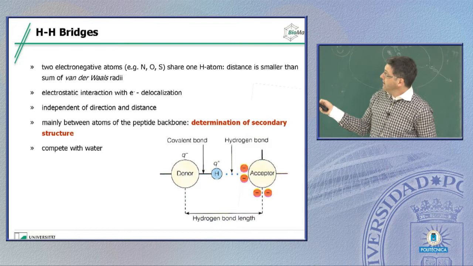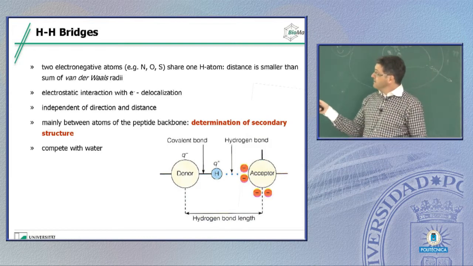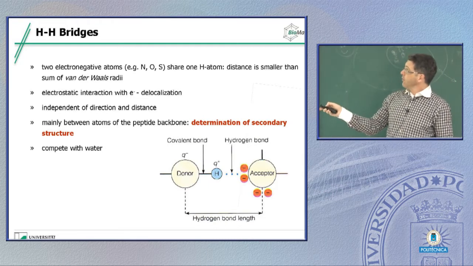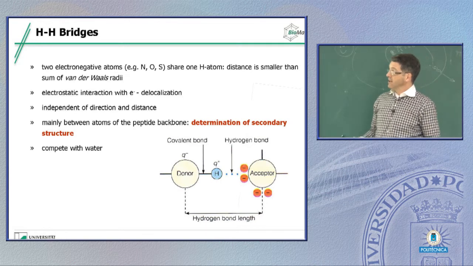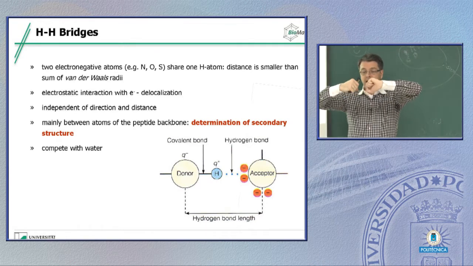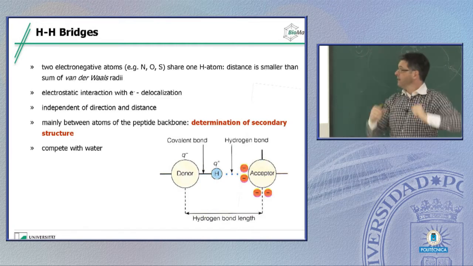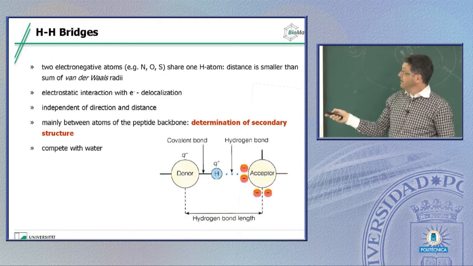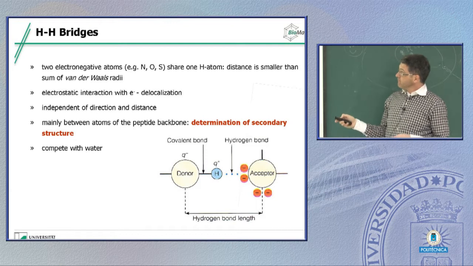So we do have an electron delocalization, so there are also electrostatic aspects involved in the H bond formation. And of course, we have there an independence of direction and distance. Again, it doesn't matter in which direction the atoms point, because the interaction can take place anyhow. And the distance, again, is more a long-range interaction.